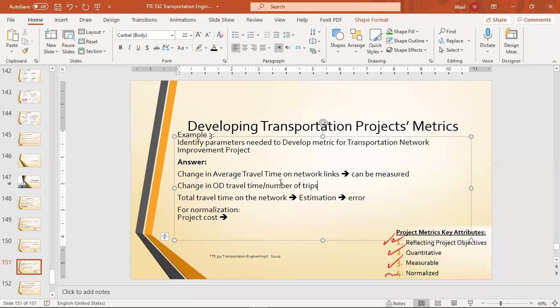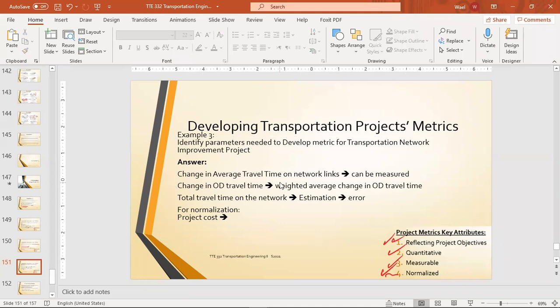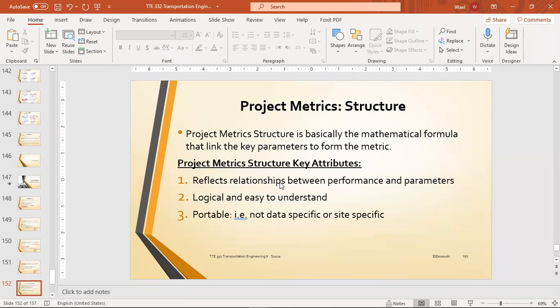Okay, so the change in OD travel time can be added to average. If we calculate the change in OD travel time network-wide for the entire OD matrix, we can even have it here as a weighted average. This way it's normalized, and it's reflecting the entire population. So that's another example of good indicators and good parameters that we can use in developing project metrics. Now we go to the second point, which is basically the structure of the metric.